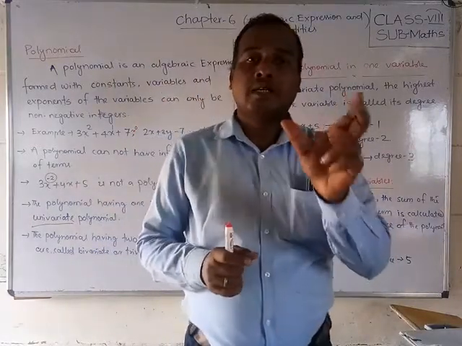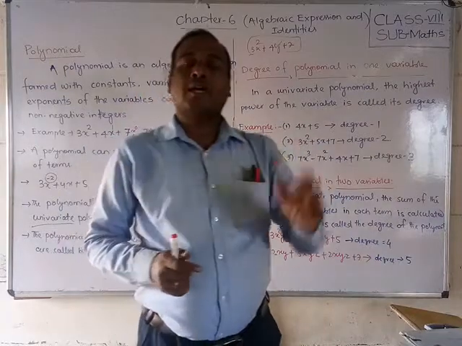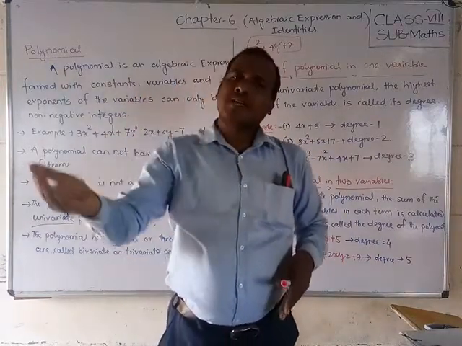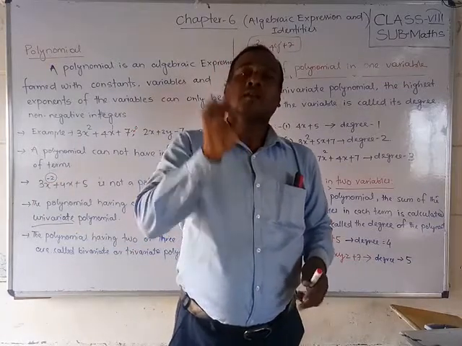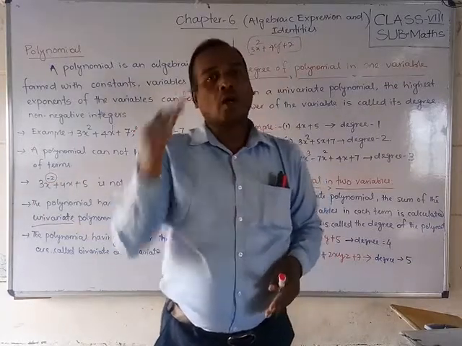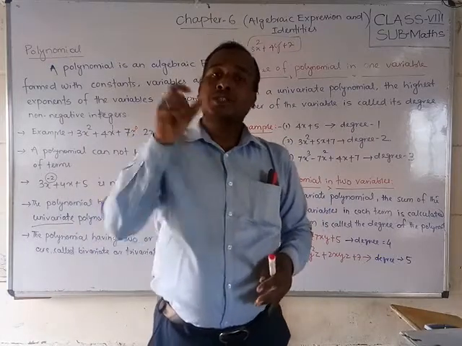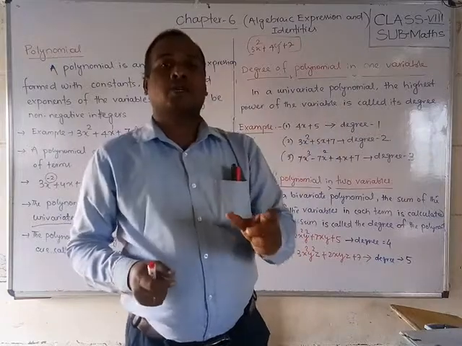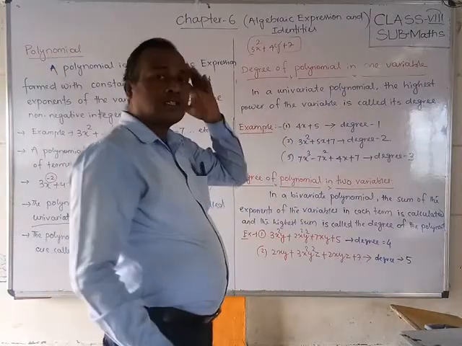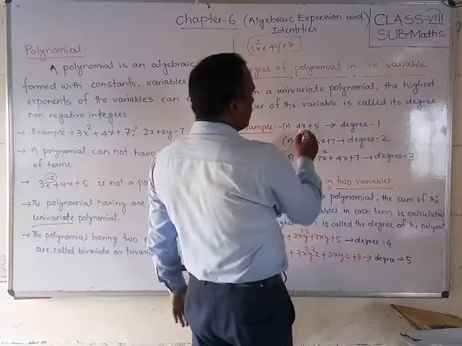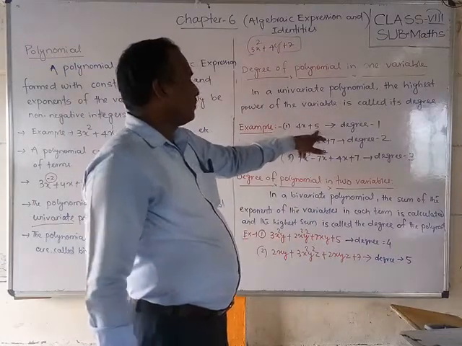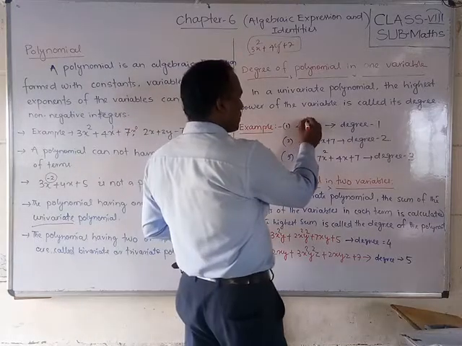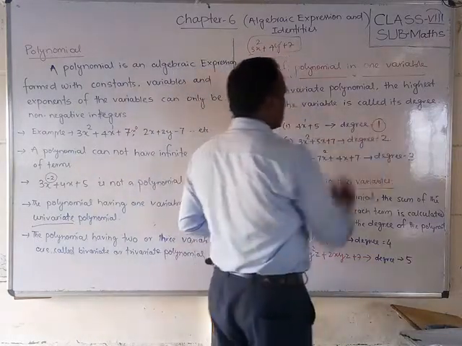Students, if the polynomial you are finding contains only one variable, and there are so many terms but only one variable, you should observe which term of that variable contains the highest power, the highest exponent. That is called the degree. Observe, students, 3 examples I have written. 4x plus 5. Here there is only one variable x. What is the power? It is 1, so the degree is 1.